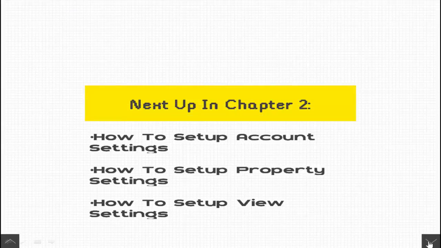So this wraps up Chapter 1. In Chapter 2, we'll begin to discuss the intricacies of the Google Analytics environment, beginning with the GA admin section. We'll cover how to set up account settings, how to properly set up property settings, and how to manage your view settings.